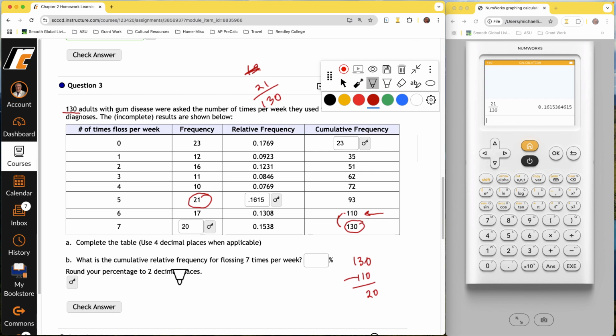What is the cumulative relative frequency for flossing 7 times per week? 7 times per week. Cumulative is 130. As a percent, though, that'd be 130 divided by 130 times 100. That's 100%.